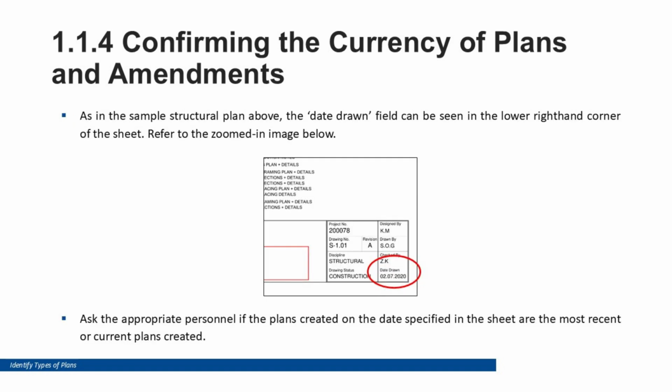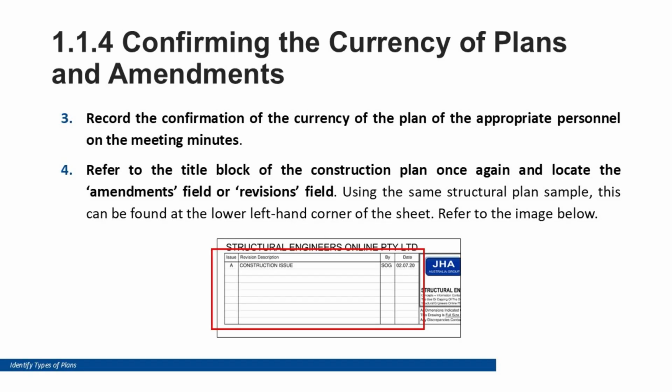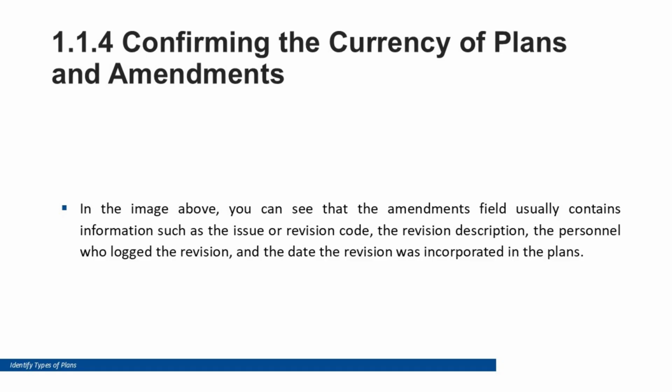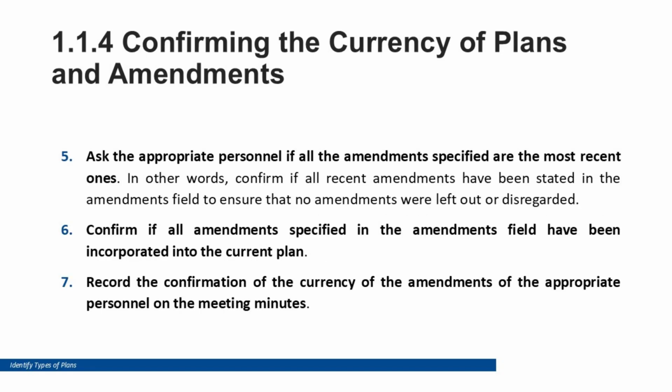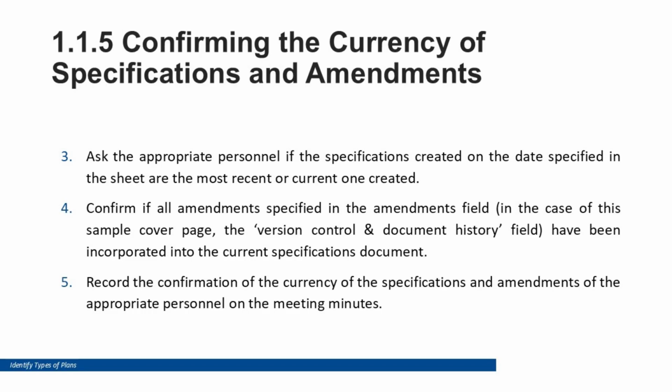To check for the most current version, go to the title block, usually located in the bottom right corner of the drawing. Look for the field labelled Date Drawn, Revision Number, or Issue Status. Then check the Amendments box, typically in the lower left corner. This table lists all revisions, their date, description, and initials of the drafter or approving engineer.